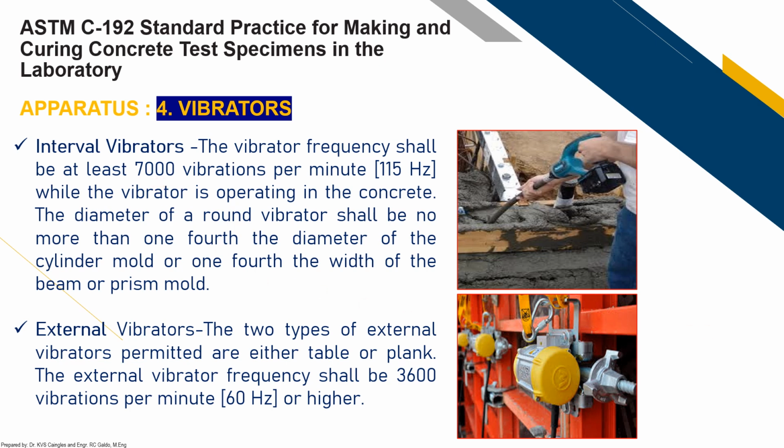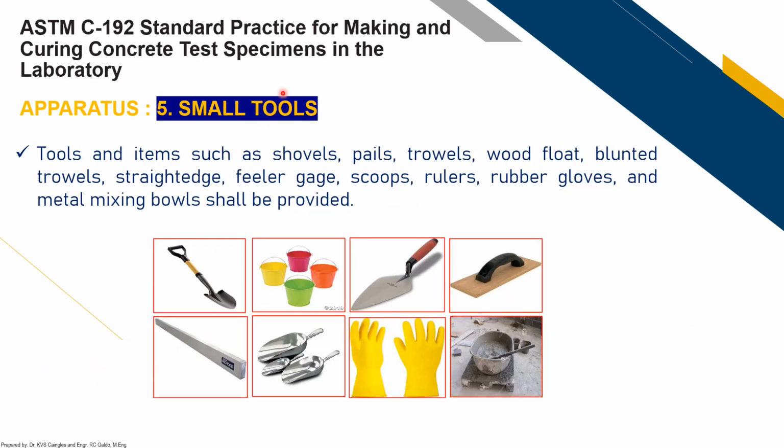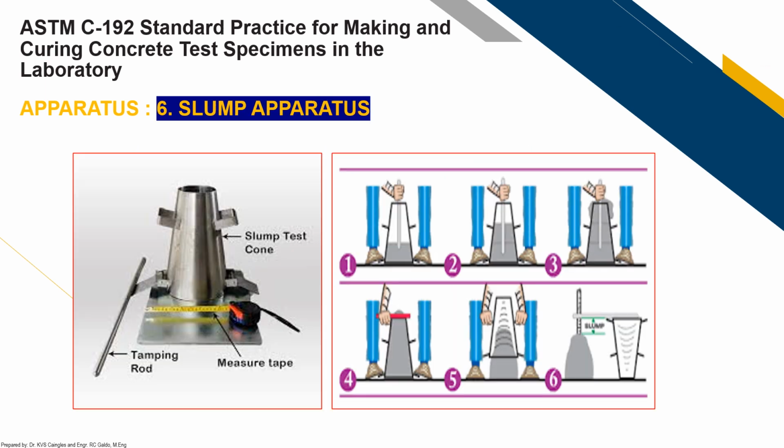Okay, ana lang. Next is small tools, like shovels, pails, trowels, floats, gloves, and straight edge. You will also be needing those. And also, you will be needing this slump apparatus. Kahibaw naman ta kung unsay purpose aning slump apparatus. It is used to determine the workability of concrete.